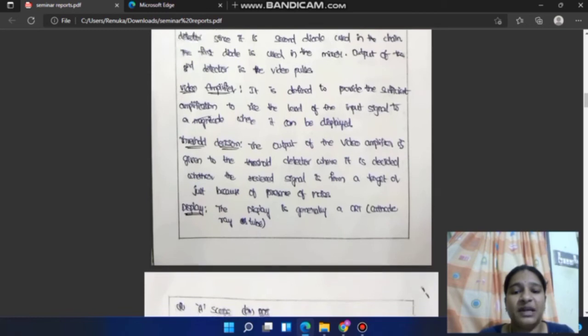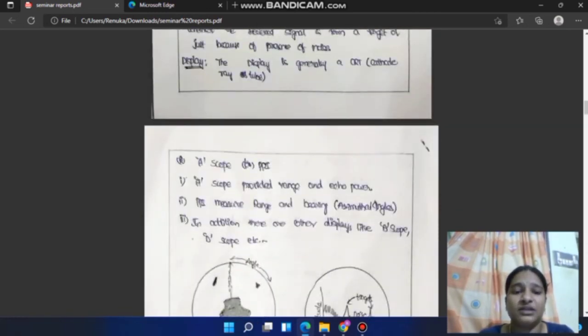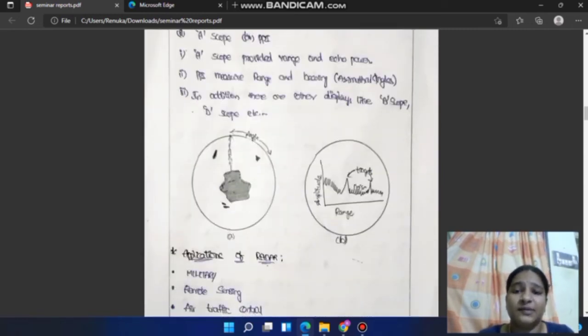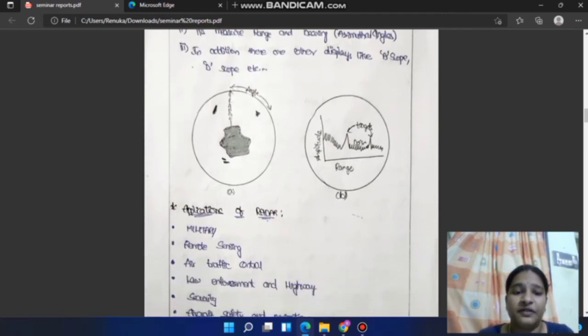Display. The display is generally a CRT, that is cathode ray tube, and it has different types: A scope and PPI. The A scope gives the range and echo power. The PPI measures the range and bearing angles. In addition, there are other displays like B scope and D scope. The first figure shows the A scope, and the second one gives the idea about the PPI scope.